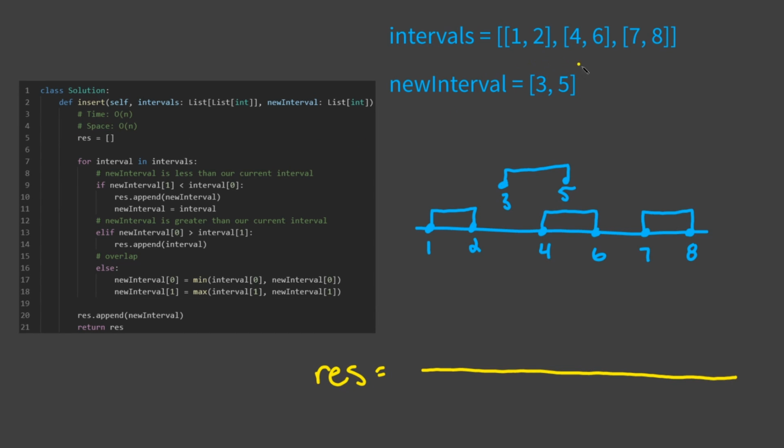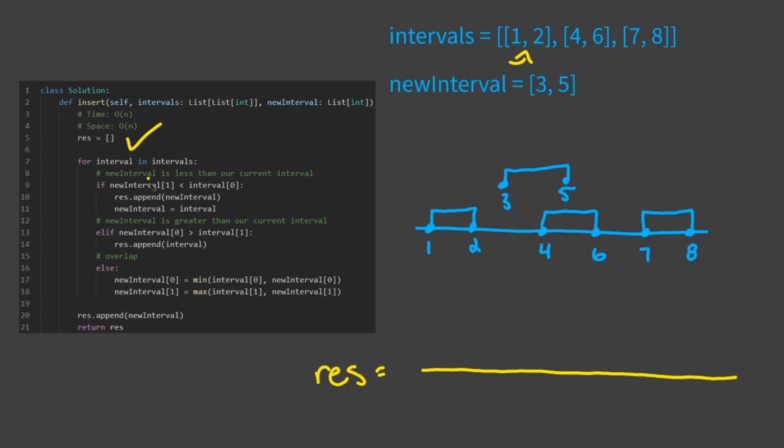So I've drawn a new example here where our new interval is 3 and 5, and our intervals are mapped right here in the number line. So now let's start. So our result array is already initialized here in yellow, so that's done. And now we're going to iterate through every interval in our list. So we're going to start with 1 and 2.